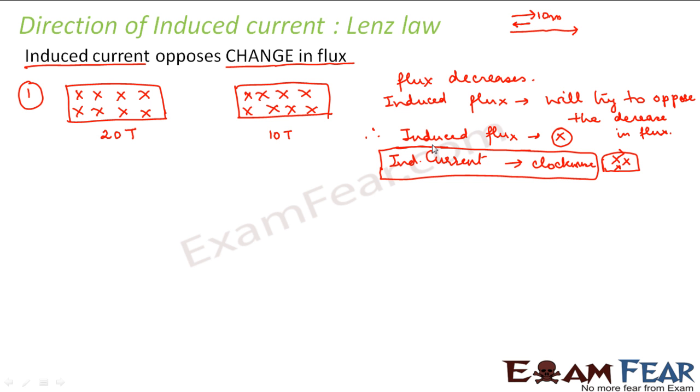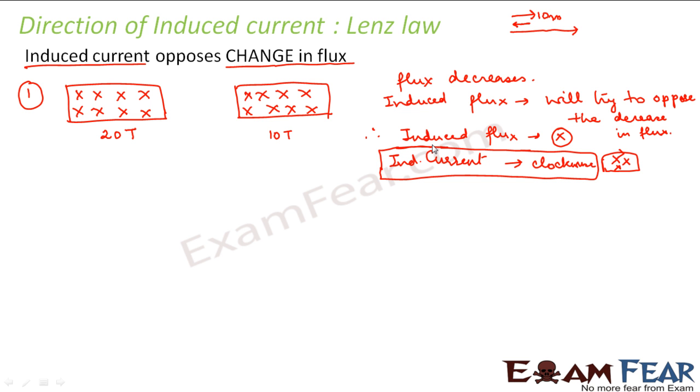Change in flux will be there only if there is a change in magnetic field or change in area or change in the angle between magnetic field and area. Now let us suppose that there is an induced current. So what will be the direction of induced current? The direction of induced current will be such that you oppose the change in flux that produced it.